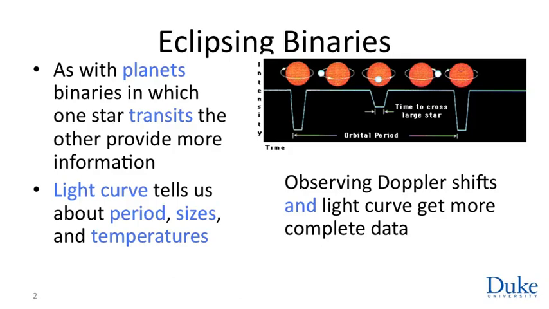And the light curve, as I promised with planets, will tell us things about the periods, the sizes, the temperatures of the two stars. And if we can combine this with Doppler measurements, we can learn a lot about the system. I want to spend some time looking at what we learn from a light curve, because I think it'll interest you, and I promised it when we did planets. Let's take a look at an eclipsing binary simulator.